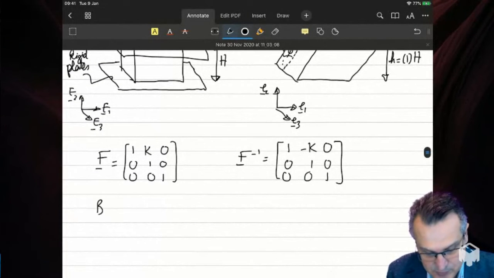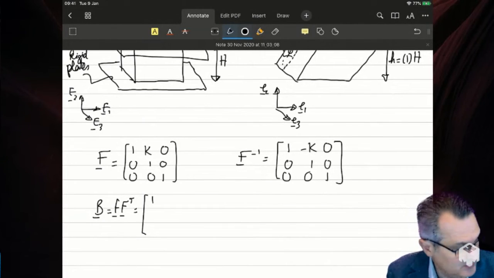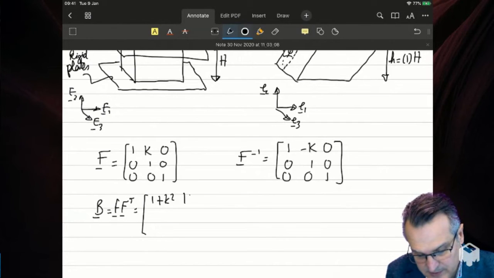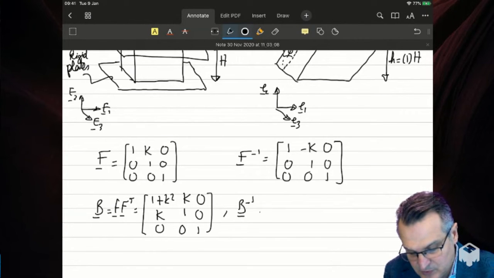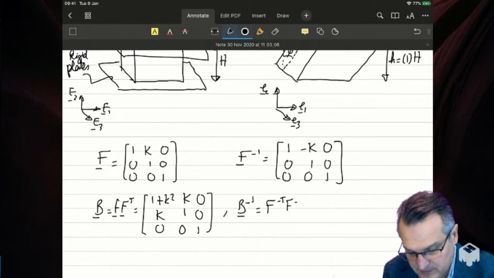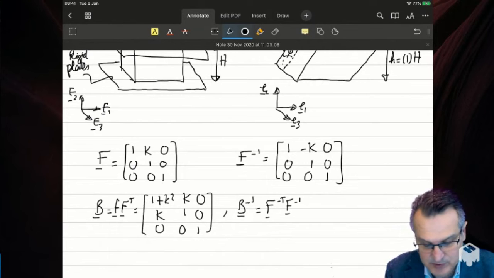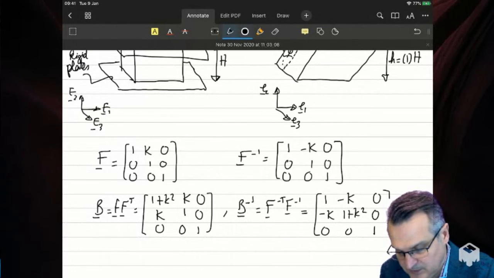And then once you have this, you can compute B, which is FF transpose, and it's going to be 1 plus k squared, k. And you can compute B minus 1, which is the inverse of this, so it's going to be F minus T, F minus 1. All right, if I do B times B minus 1, I get the identity. And then you will find out it's of this form, 0, 0, 1.